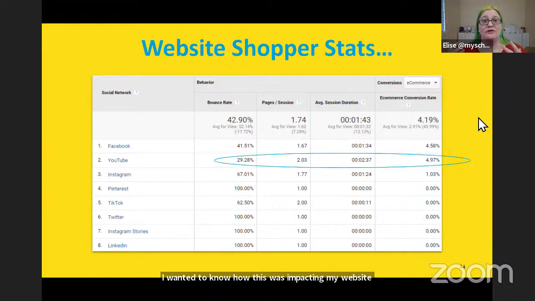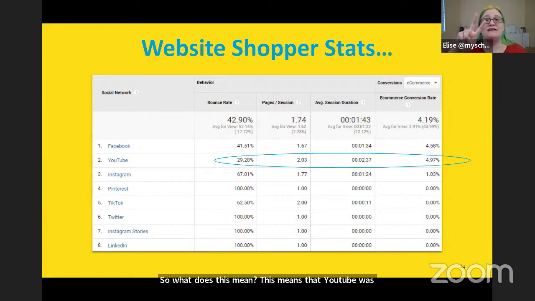So I'm going to go a little nerdy for just a moment, and I'm going to say these in tech terms. And if you don't understand, I promise I'm going to translate for you in just one moment. All right, so YouTube had the lowest bounce rate on my website, the highest pages per session, the longest session duration, and the highest conversion rate. So what does this mean? This means that YouTube was sending me better people who were more interested in my message and were buying more.